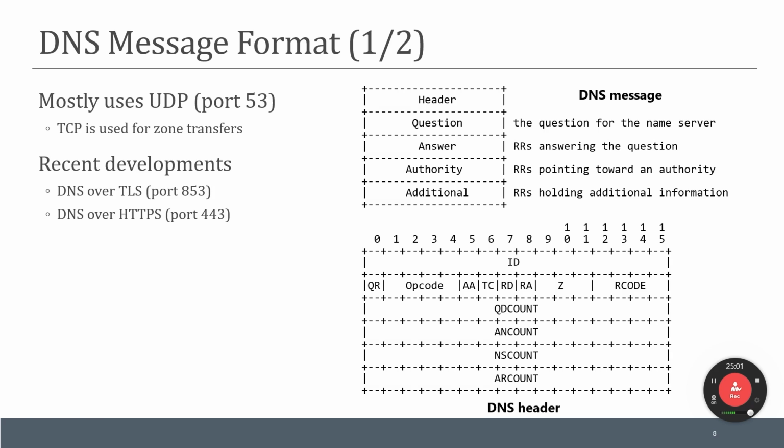And let's briefly look at the DNS message format here. As I said, mostly DNS uses UDP port 53, and sometimes TCP can be used for zone transfers. So what is a zone transfer?